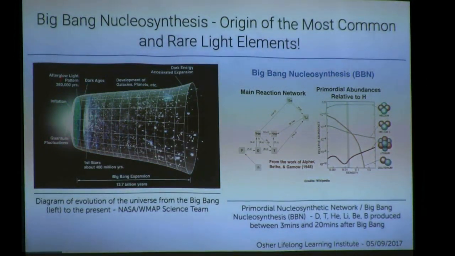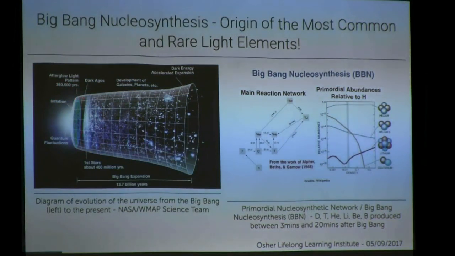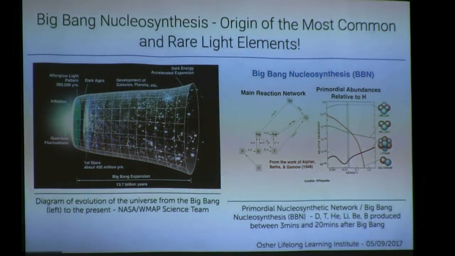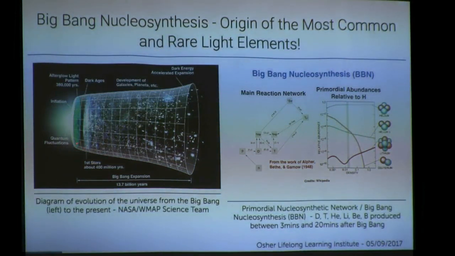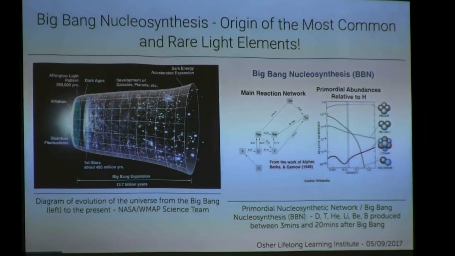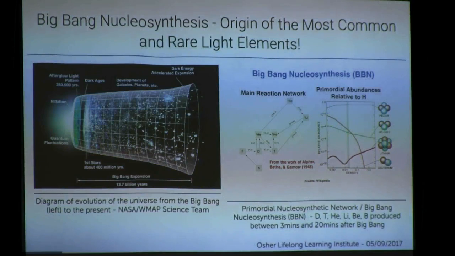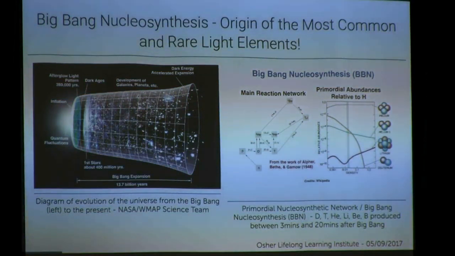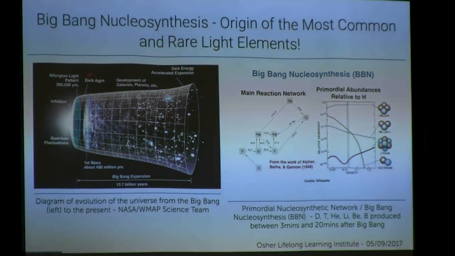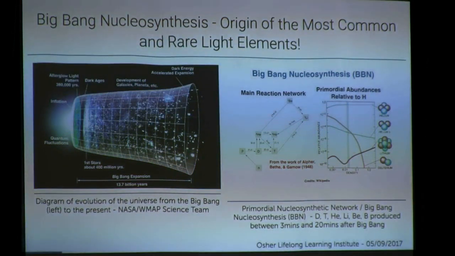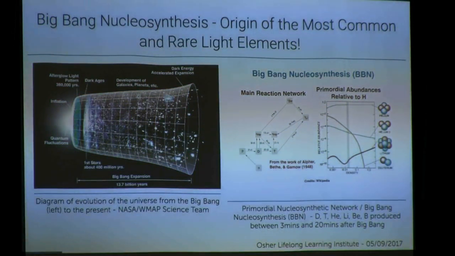Then moving on, there's a period after, like I said, 380,000 years, where the universe becomes transparent to light. It's actually called the Dark Ages, which is ironic given that the universe is transparent to light. This is because it's transparent to the light that's left over from the Big Bang, but there are no stars in it yet.